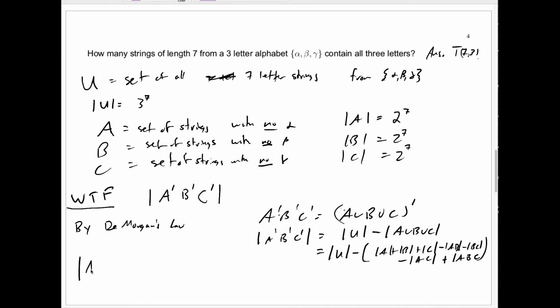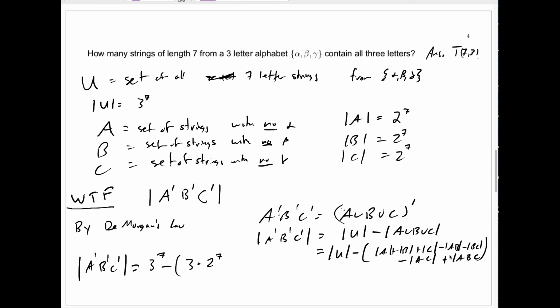The size of A prime, B prime, C prime is the size of the universe, that's 3 to the 7th. And we subtract the size of A, which is 2 to the 7th, plus another 2 to the 7th, plus another 2 to the 7th. So we have 3 times 2 to the 7th.